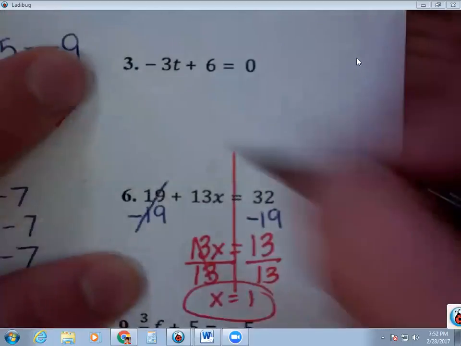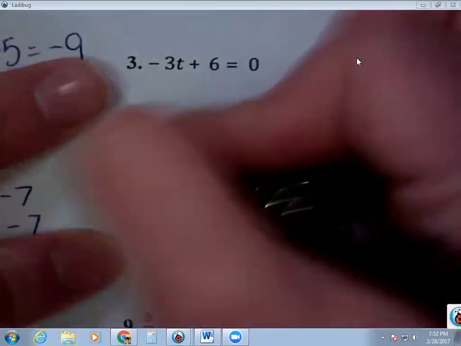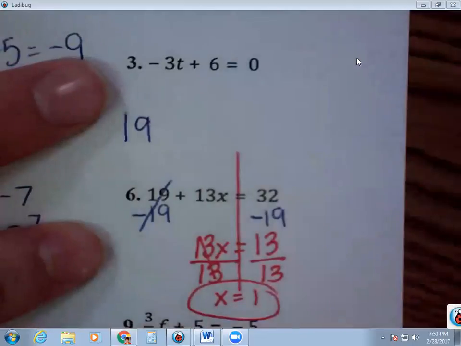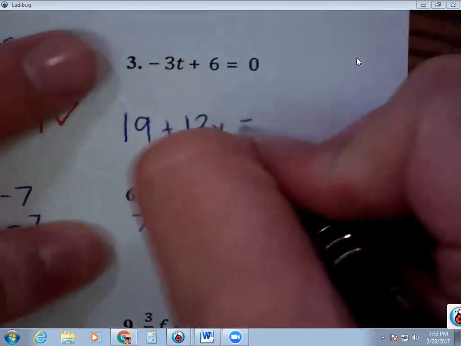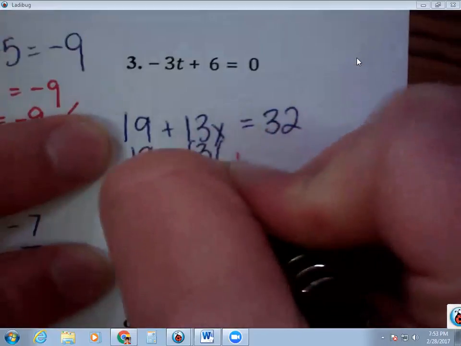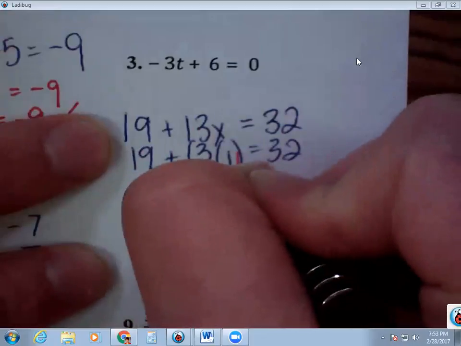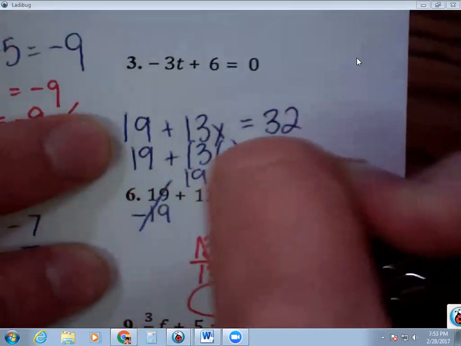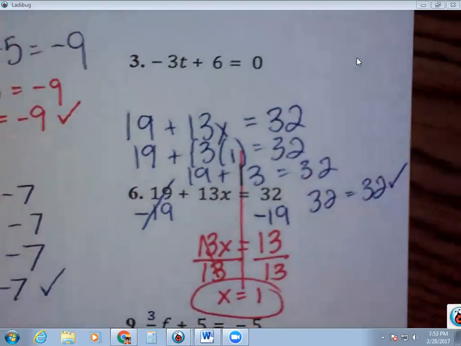And if I'm going to check it, I don't have a lot of room over here, so forgive me if I come up top over here. I mean, if you fit in the margin, it's totally fine. So I've got 19 plus 13x, and that equals 32. So I have to plug this in over here. 19 plus 13 times 1 equals 32. So it's 19 plus 13 equals 32. And 32 really does equal 32. So we're good to go. All right. I think that's okay for everything up top.